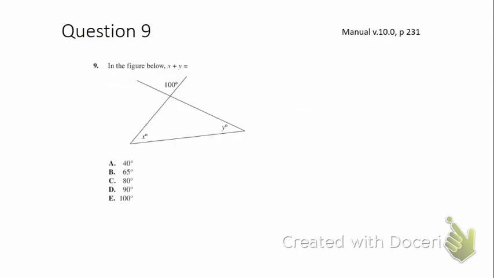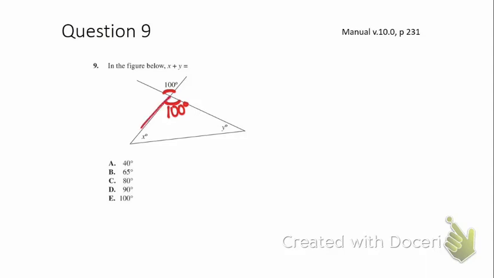And then for the next one, in the figure below, x plus y is equal to what? So this 100 is actually right here. And if you remember, these two angles in the red are called vertical angles. They're right across from each other. And anytime you have vertical angles, those are congruent, so they have the same measure.